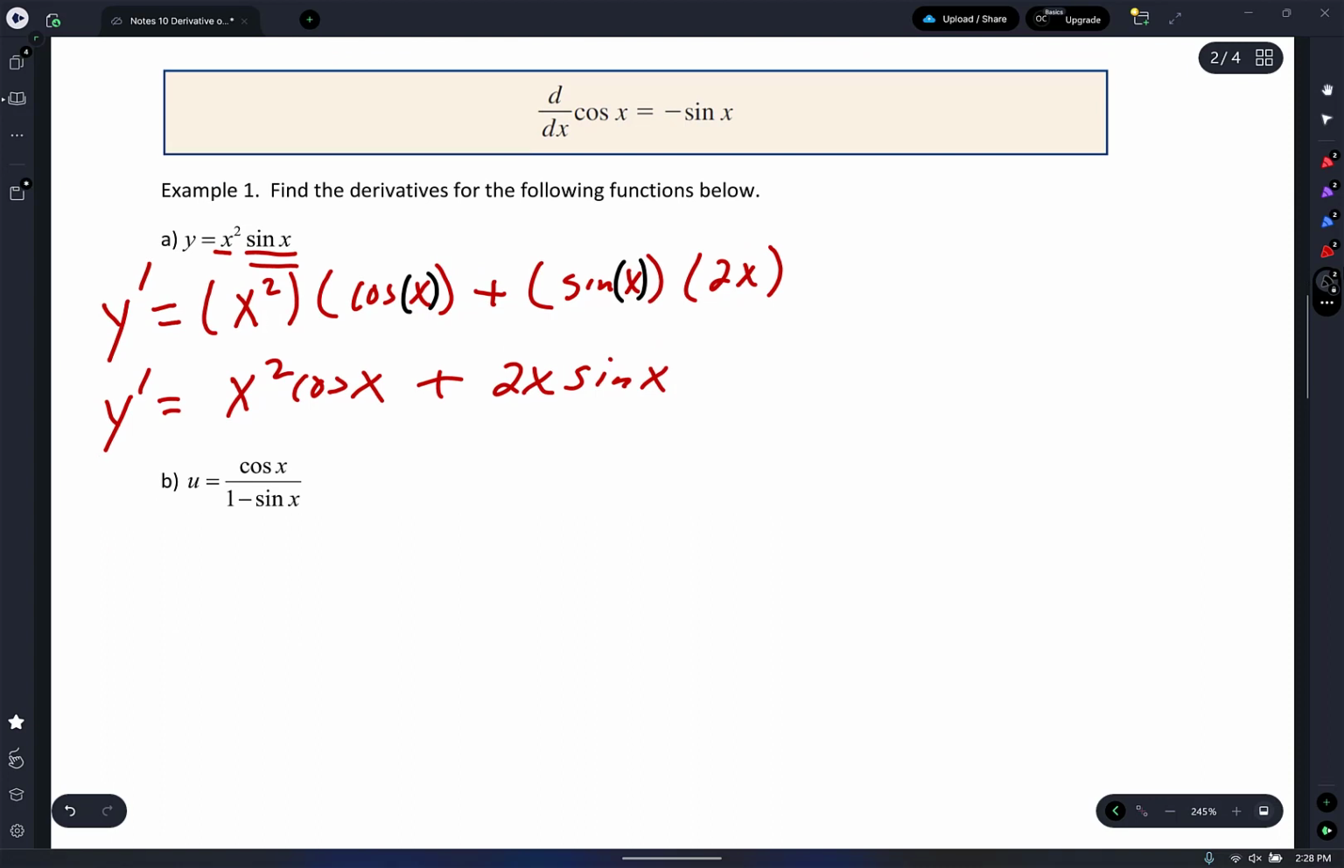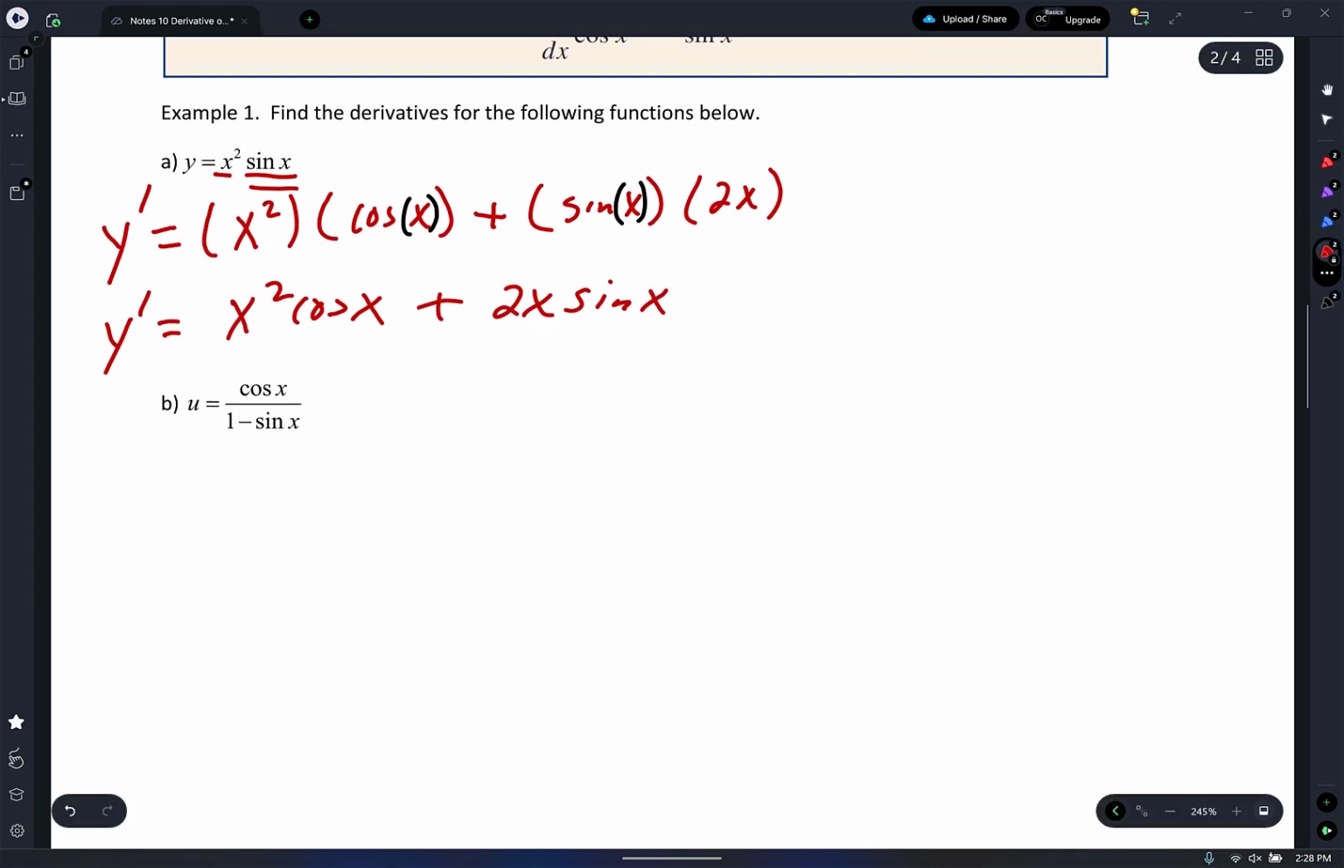Let's continue. Look at letter B. I am using the what rule? Quotient. It has the letter u instead of y. So I'm going to go ahead and use the du dx. I'm taking the derivative of u, so I'm going to write du over dx. Is everyone okay with that? Yes, you could write u prime. But I need to get you guys used to all types of terminology, all types of symbols.